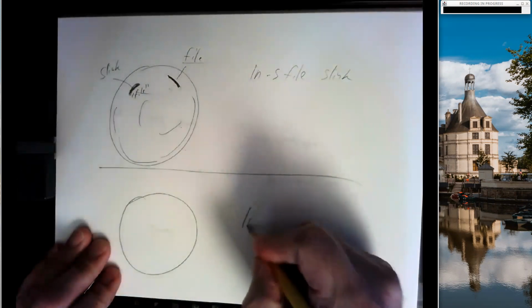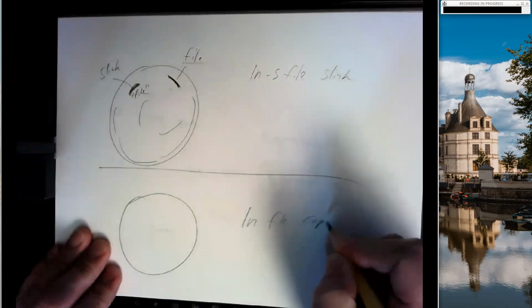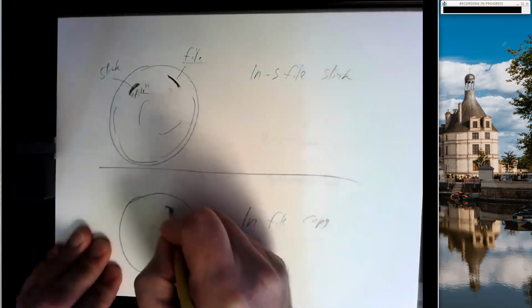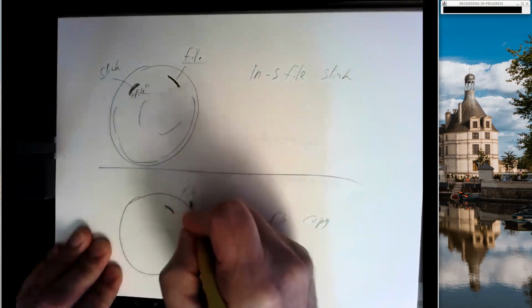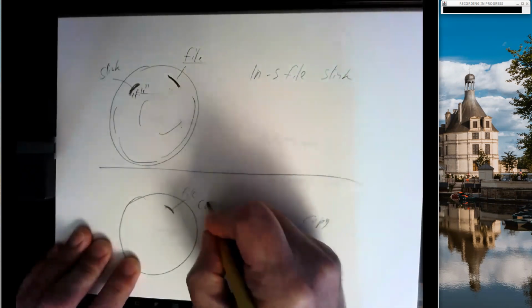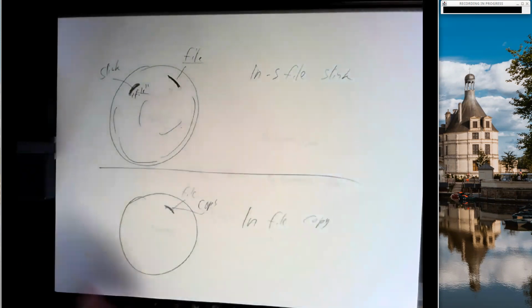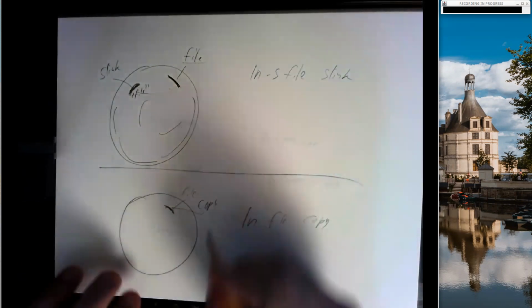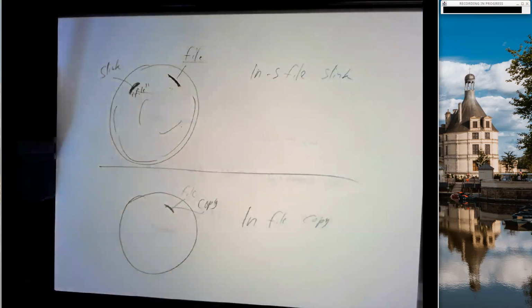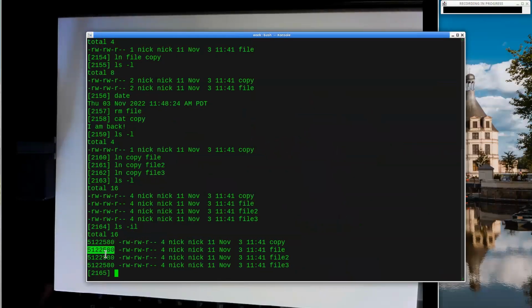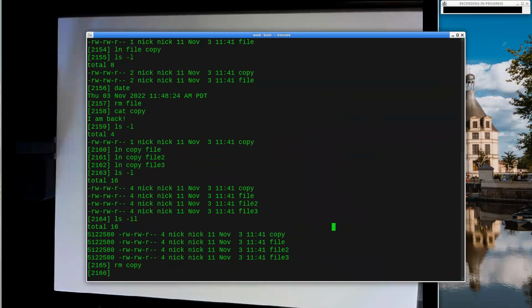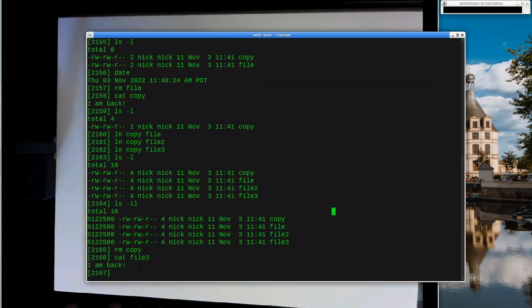But with a hard link, here's some spot on the disk where our file is stored. Well, copy refers to exactly the same stuff on disk. So it's really a reference to exactly the same area of information on this physical device. And you can tell that because the inode numbers are the same. So when I remove copy and I look at file 3, it's still intact.